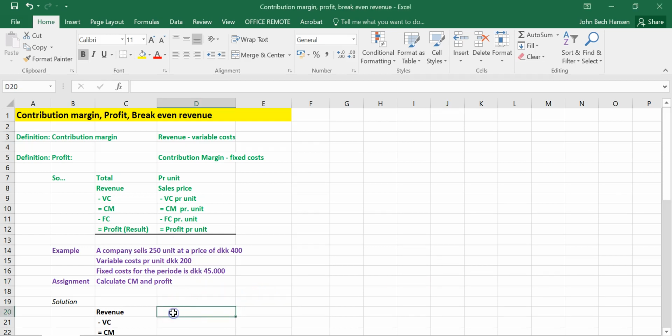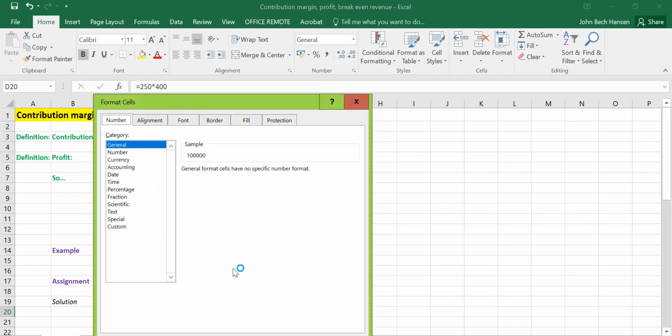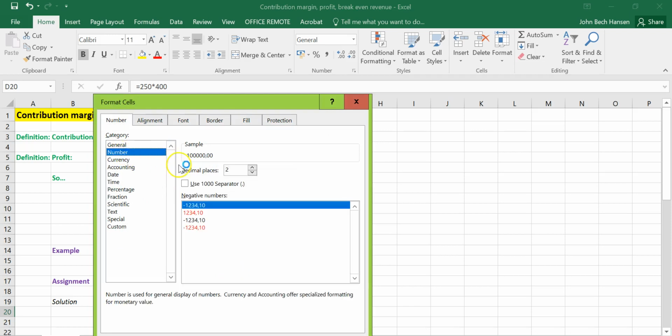Well, revenue, we calculate the revenue by saying number of sold units, that's 250, multiplied by the sales price, and that was 400. Okay. Now, how do we calculate variable cost? I'll just give you 5 seconds to answer me on that. In the meantime, I will format this cell here, so it's easier to see, using 1000 separators.